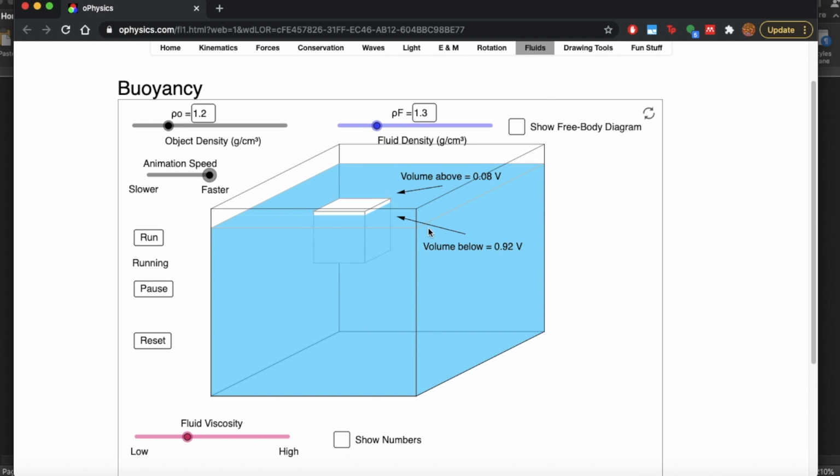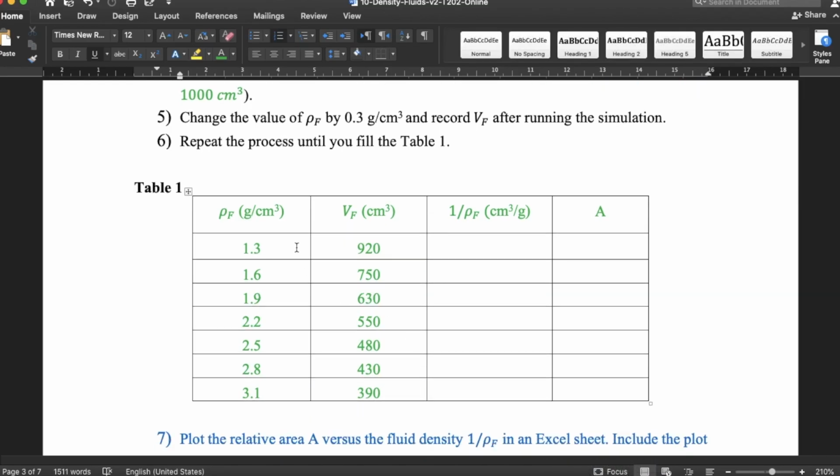Now, as you can see, we have the volume that is above, but we do not need this quantity. We'll only focus on the volume that is below. So record this data in the table that you are given. So the density of the fluid is 1.3. The volume of the fluid in centimeter cubed is 920.